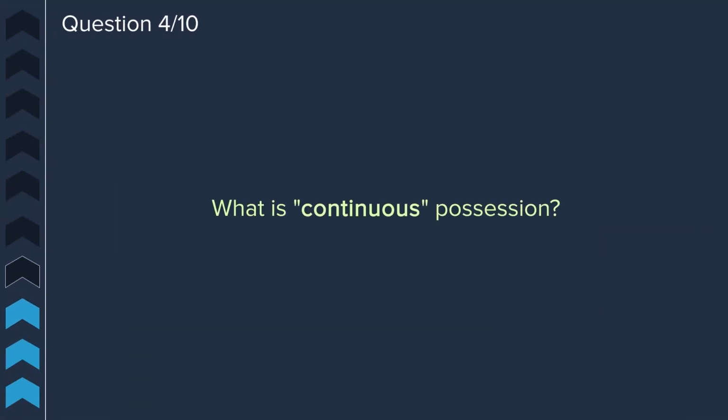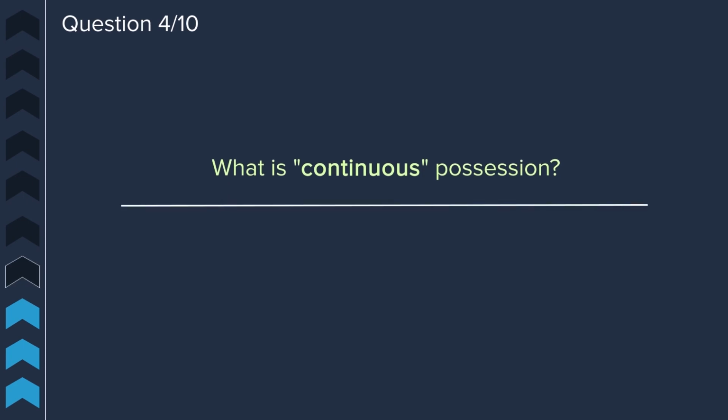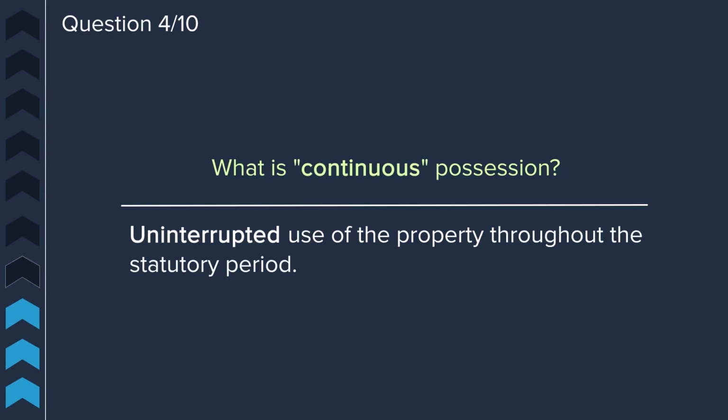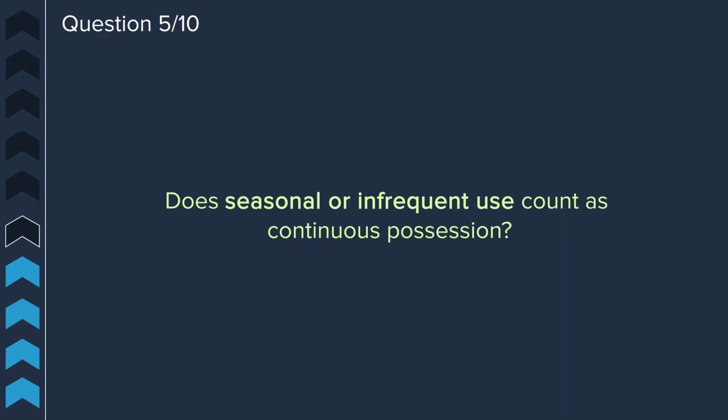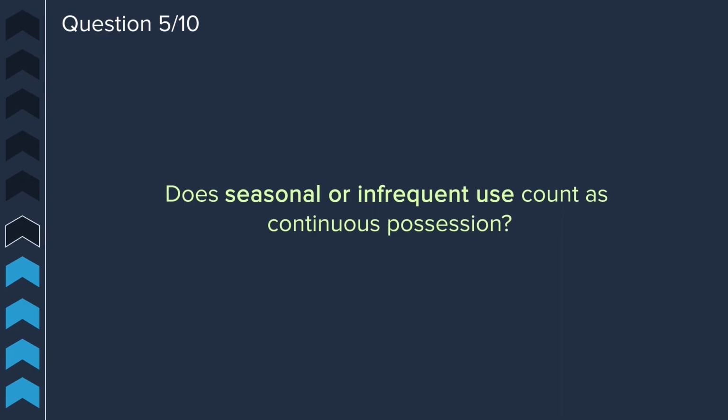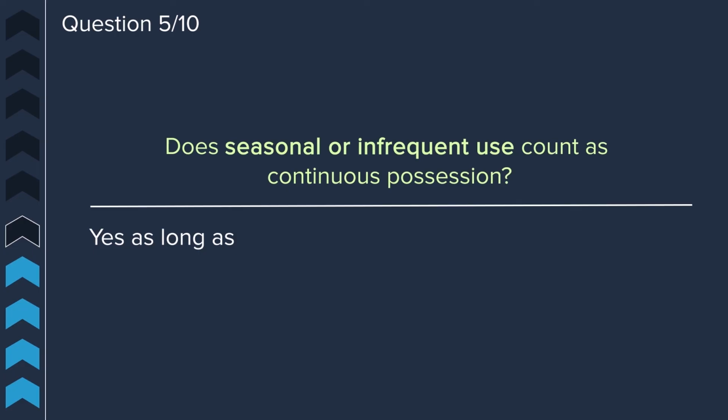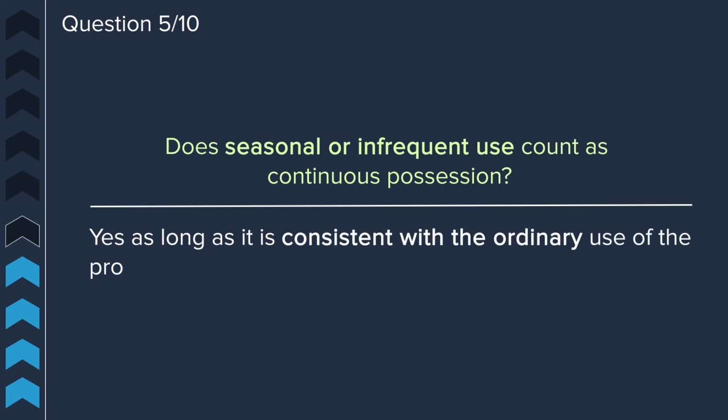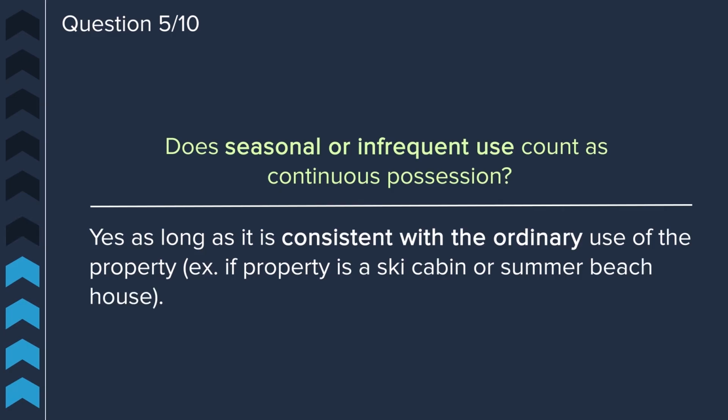Question 4. What does it mean for possession to be continuous? Continuous possession is uninterrupted use of the property throughout the statutory period. Question 5. Does seasonal or infrequent use count as continuous possession? Yes, as long as it is consistent with the ordinary use of the property. For example, if the property is a ski cabin or summer beach house.